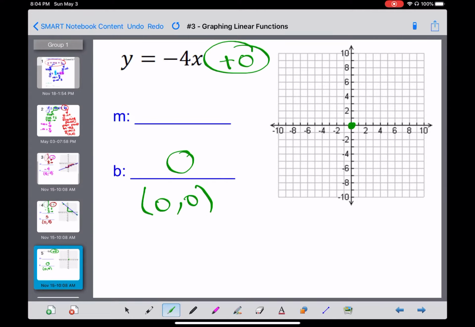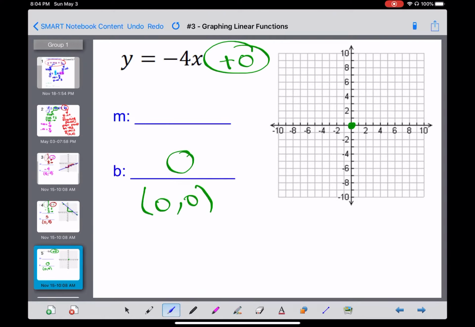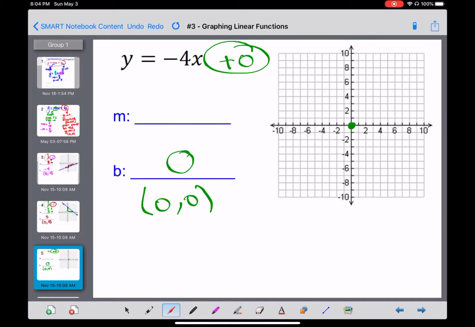There you go. Now in this case, my slope is not a fraction. So what's the natural thing to do to create a fraction? I am going to put it over 1. You put a 1 under it. So I'm going to go ahead and put a 1 underneath. Now I have my fraction, negative 4 over 1. And because it's a negative number, I'm going down 4. And I'm going to go to the right.